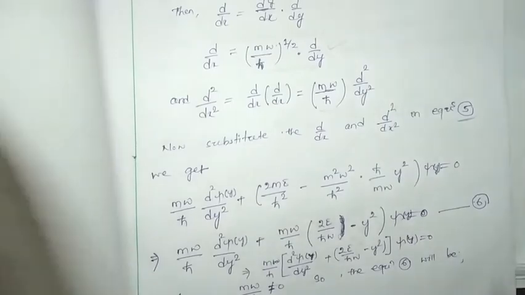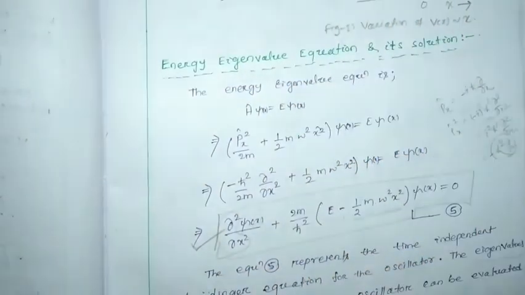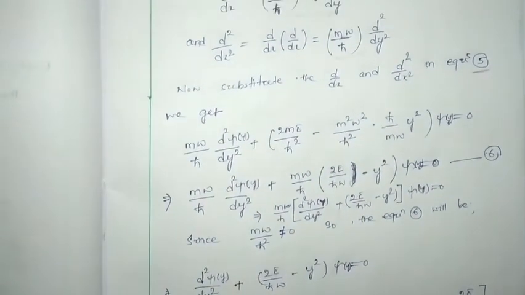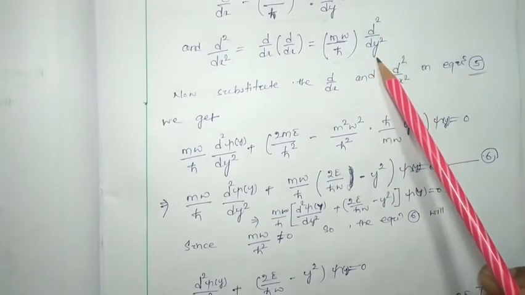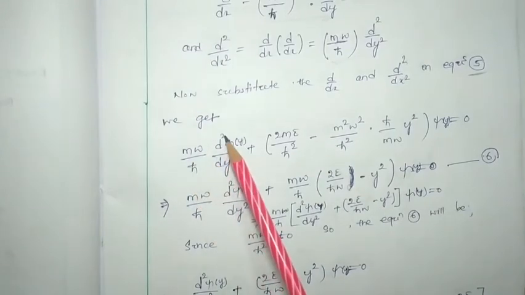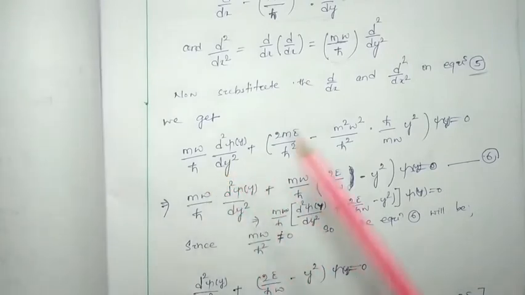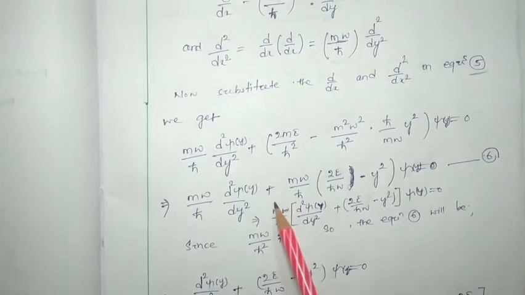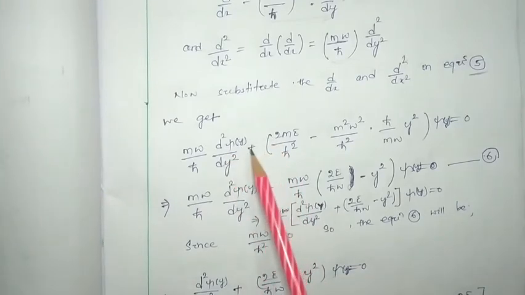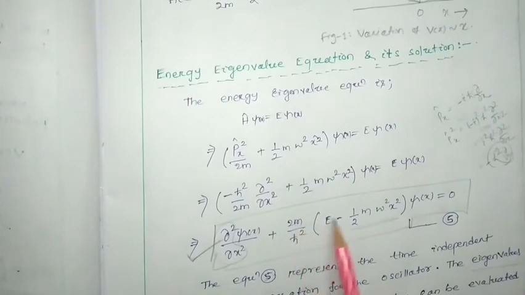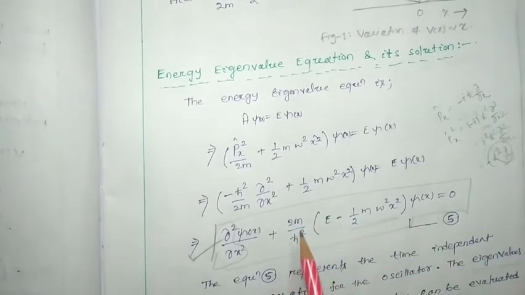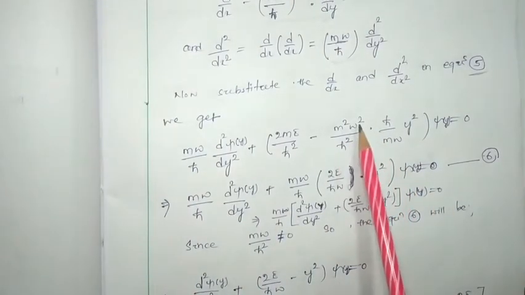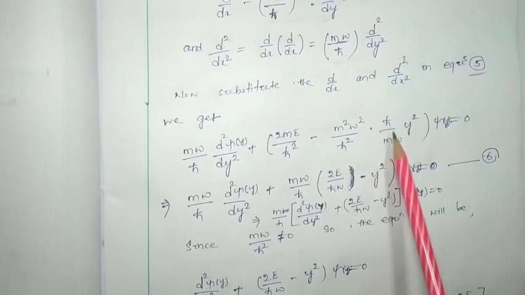So here this is equation number 5. Instead of d square by dx square, I am going to put m omega by h cross d square by dy square psi y, because as it is transformed from x to y, it will be psi y, plus 2me by h cross square minus m square omega square by h cross square into h cross by omega into y square.